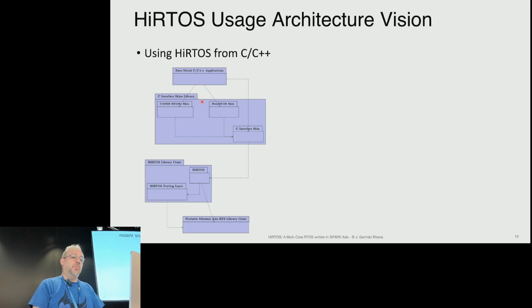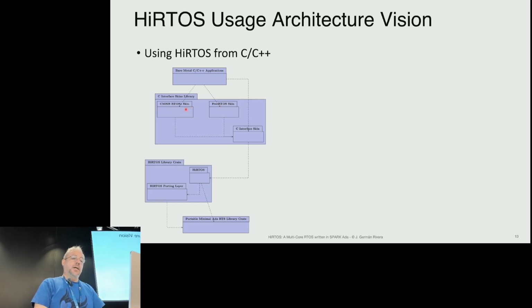Indeed, the idea would be to provide a shim layer for FreeRTOS, which I call skins, so that HiRTOS could have a skin to pretend that it is FreeRTOS, so that you can have a FreeRTOS application that could be linked with HiRTOS without having to change the application.